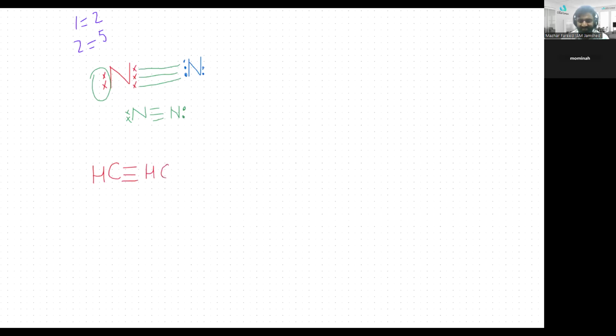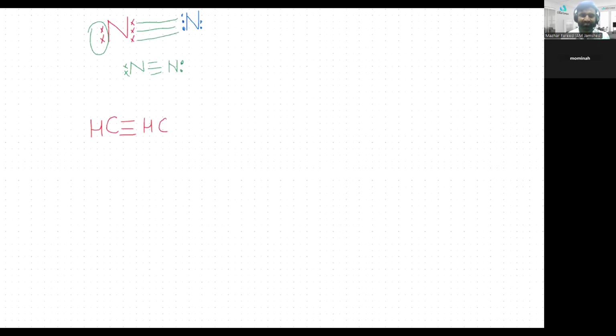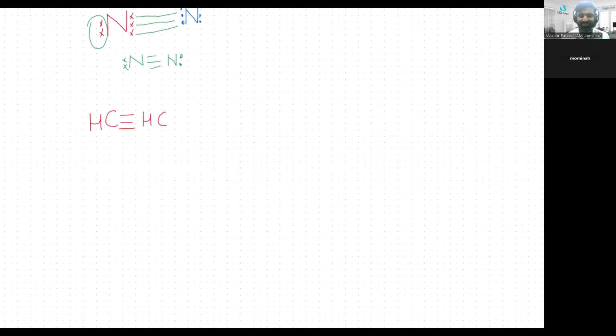This is called ethine. A triple covalent bond is present in ethine. Can you make their burning? Can I make what? Yes, you have to draw their covalent bond. No. What is HC?